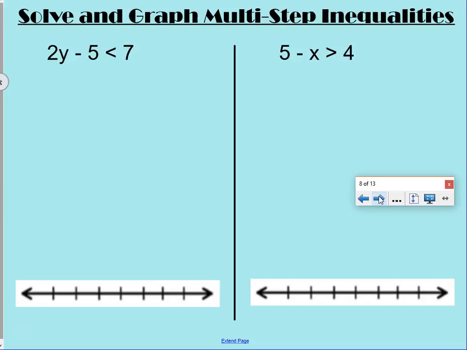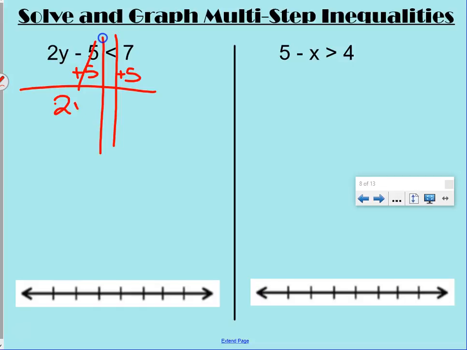Solve and graph multi-step inequalities. So draw your railroad tracks. Look and see what we can do. We don't have distribution. Our variables are on one side. We have subtraction that we can undo with addition. So add 5 to both sides. 2y is less than 12.